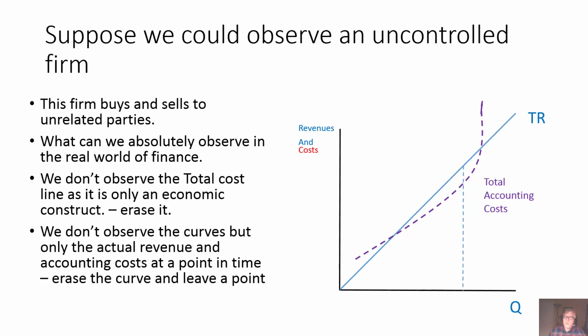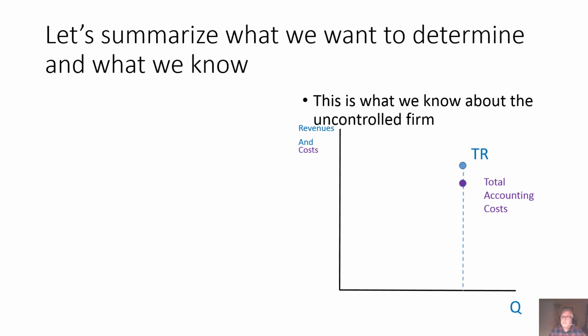We don't actually observe the total accounting costs curve, but we do observe one point in time as to where that is. And we don't observe that total revenue line, but we do see what the total revenue is of this other firm. And we say, well, at that point in time, this other uncontrolled firm, which sells to unrelated parties, we know their revenue and their costs. And again, we're going to use that for solving the problem of what should the transfer price be. So here's what we know about the uncontrolled firm. We know their revenue and their costs.